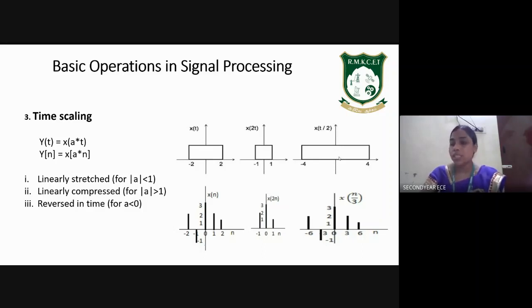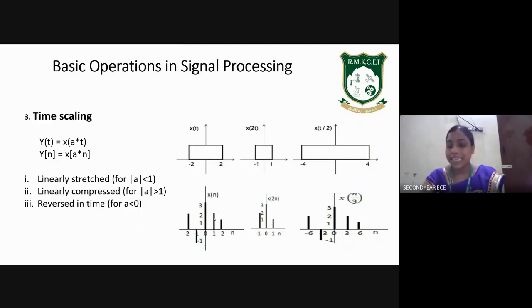So where we will use this operation, for example, in image processing, to enlarge images or to compress images, we will use this. Where we use compression of images: if the image size is large and particular applications want small size images, without compromising the quality, with the same quality we are going to compress that image. There we will use these time scaling operations.